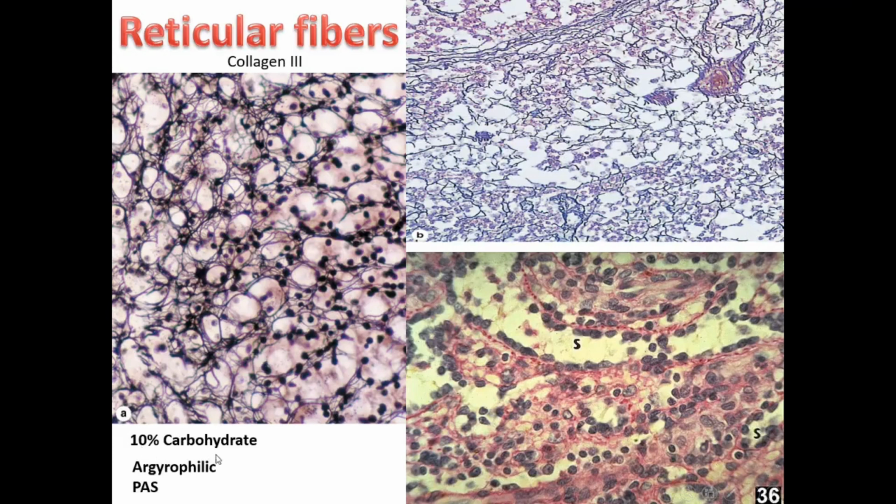About 10% carbohydrates we have in reticular fibers, but other types of collagen have up to 1%. And this high amount causes the staining by silver stain and also PAS. Because these fibers stain by silver salt, we call them argyrophilic. Argyro means silver and philic means loving. They like to stain with silver.